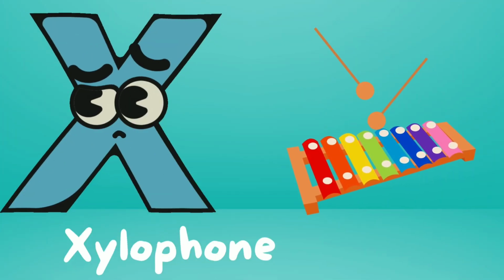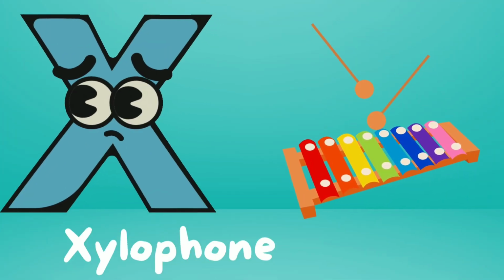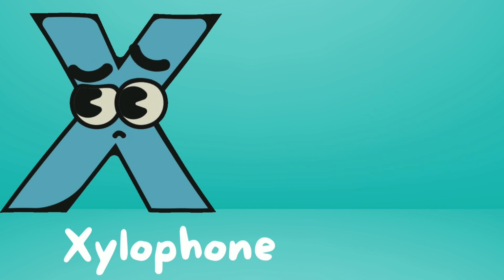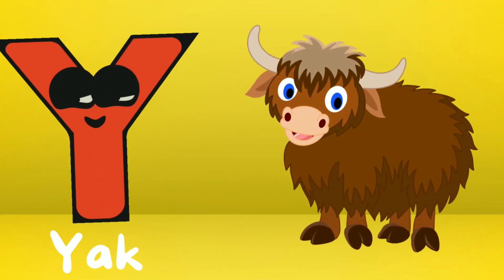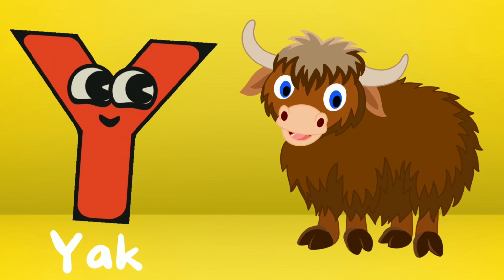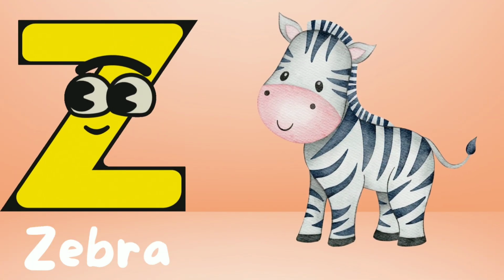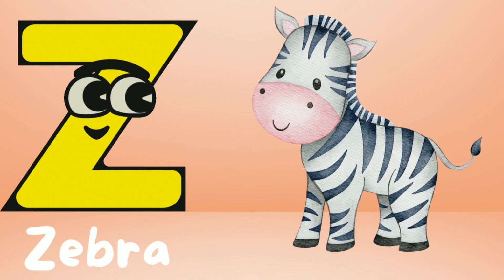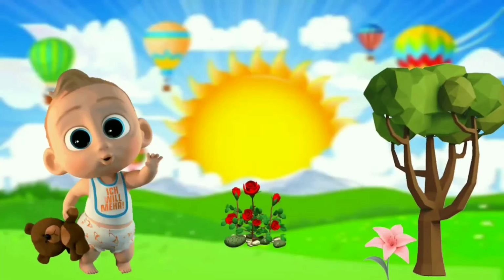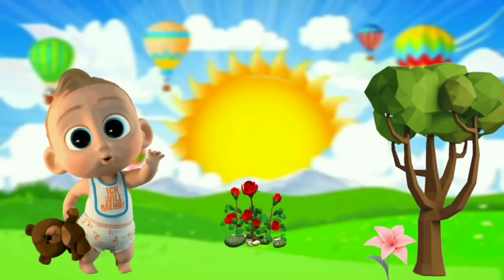X for xylophone, ding ding ding. Y for yak, ding ding ding. Z for zebra, ding ding ding. Na na na na.